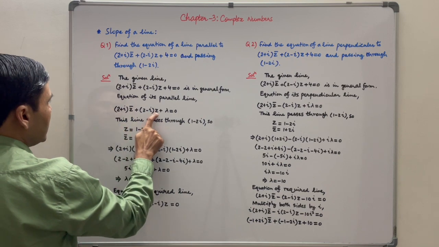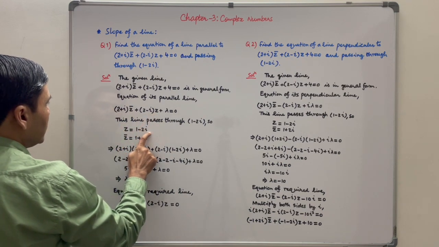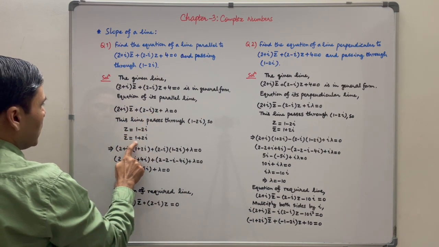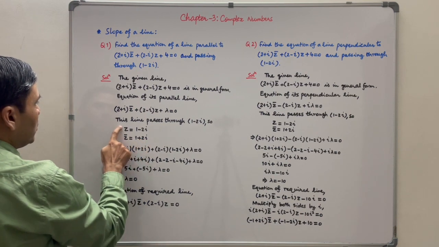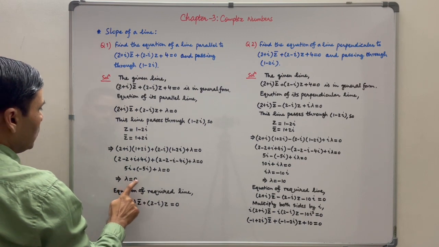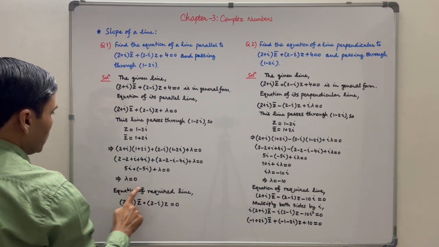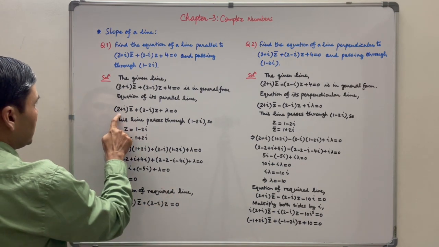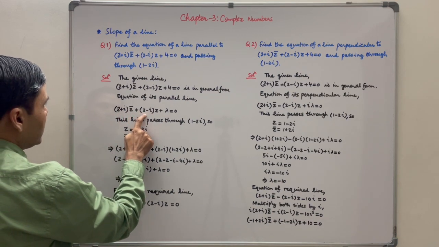That means z is equal to 1 minus 2i, so z bar is equal to 1 plus 2i. We will put these values in this equation to get lambda is equal to 0. So the equation of the required line will be (2 plus i) z bar plus (2 minus i) z is equal to 0.